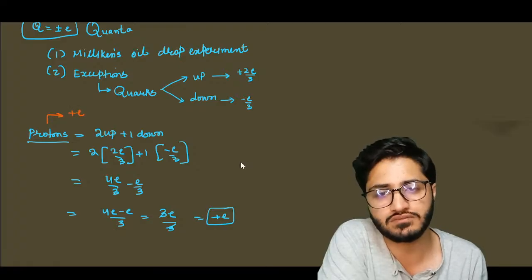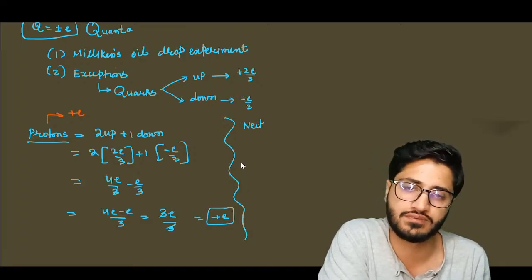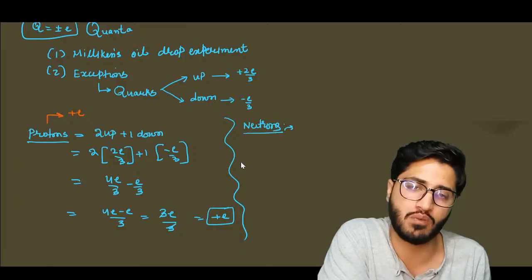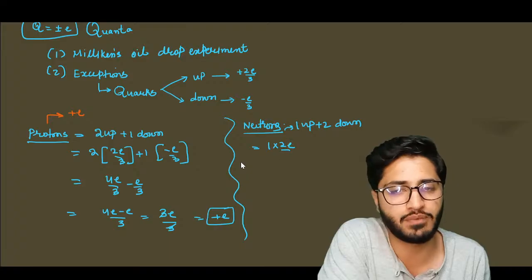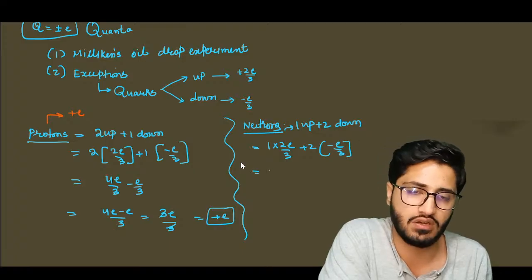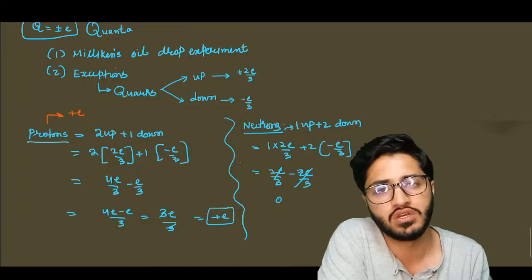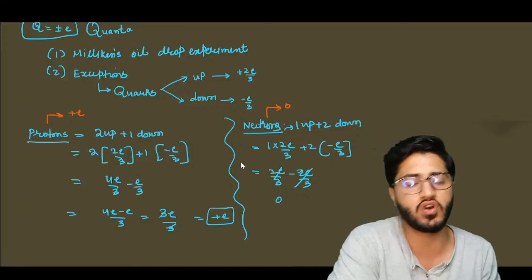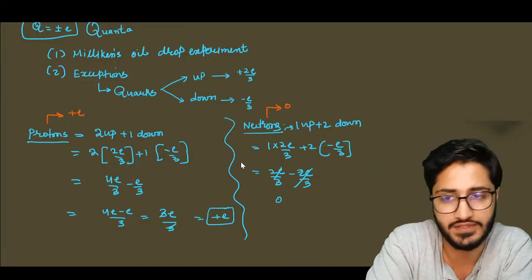The second point is about neutrons. A neutron is made from 1 up quark with 2 down quarks. So 1 times 2e by 3 plus 2 times minus e by 3 gives 2e by 3 minus 2e by 3, which cancel each other. So the charge of the neutron is 0. By this we can prove that the neutron and proton are made from quarks.